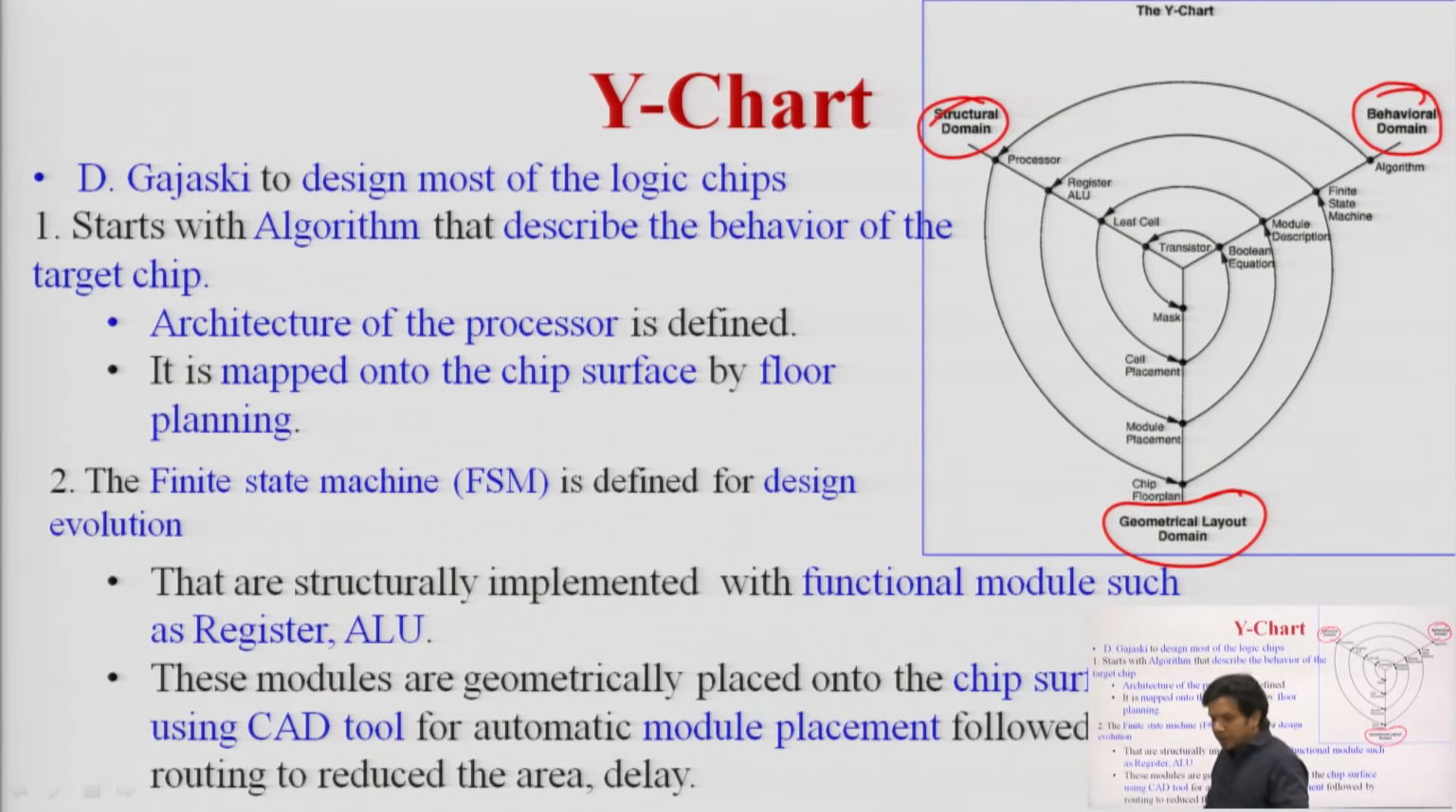So, we have a chip surface, and this can be implemented there by using a CAD tool or an automatic simulation tool. In that you also have to route interconnects to reduce the area and reduce the delay, so that the performance of the IC can be enhanced. This should be repeated until you get a better performance, or as per the requirement.